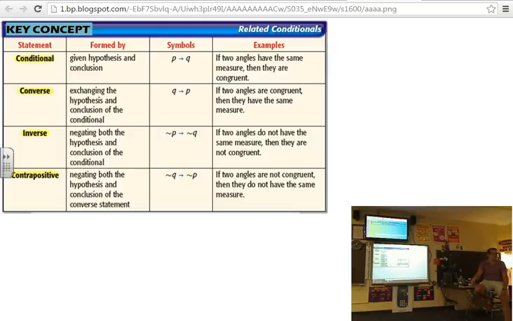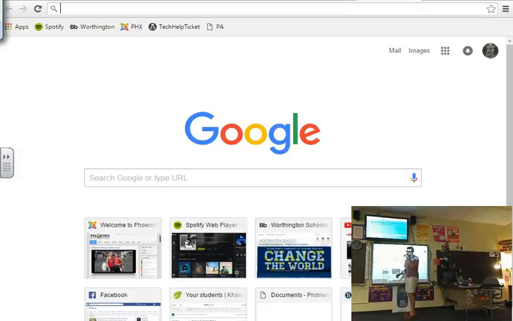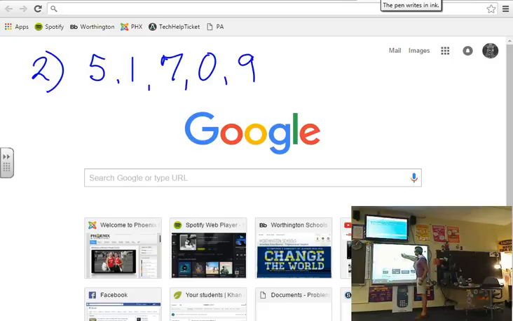All right, what other questions from the Chapter 1 assessment? You guys just got back. 2 and 3, how would you write that out? So for 2, what was 2 again? Give me the terms: 5, 1, 7, 0, 9, negative 1, 11.